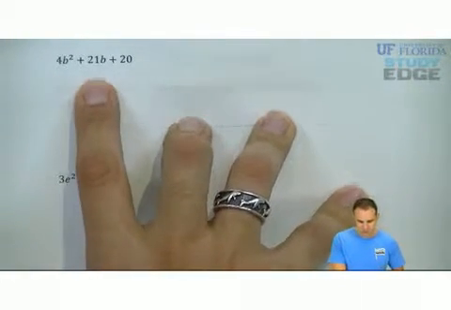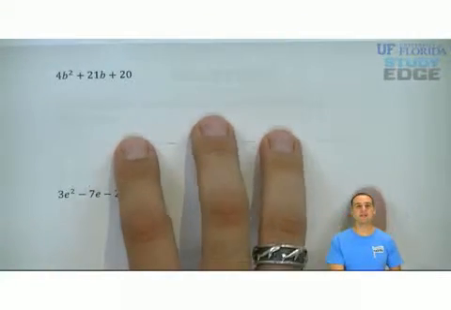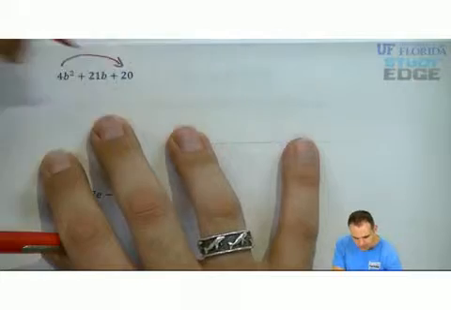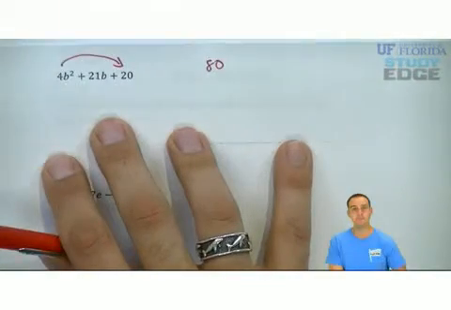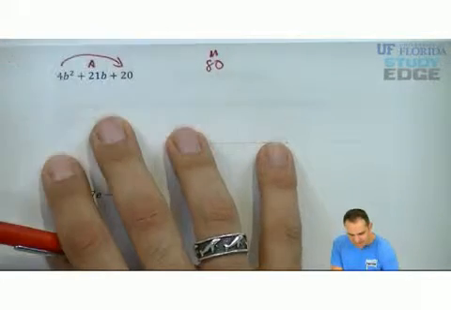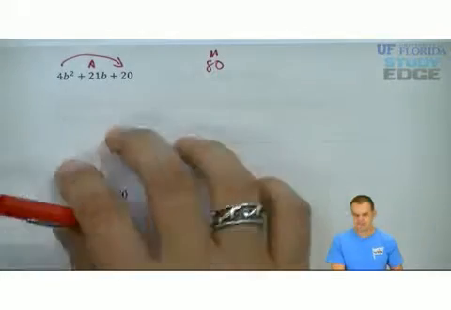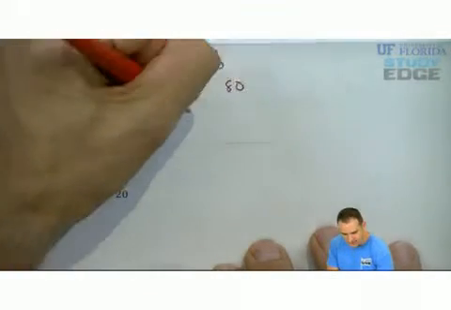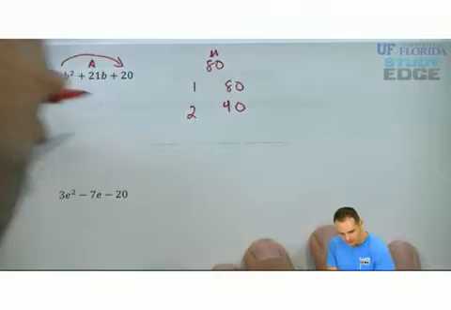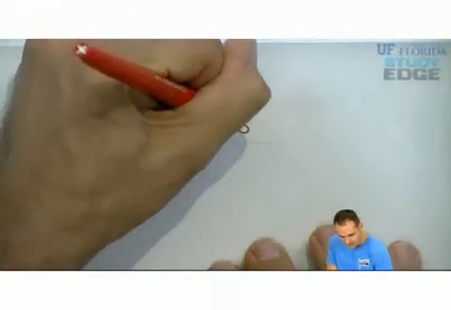4b squared plus 21b plus 20. Can't factor anything out, so I'm going to start by multiplying 4 times 20, which will give me 80. Next, what multiplies to 80 and adds to 21? So if we don't know, we have to write down all our factors of 80. 1 times 80, 2 times 40, 3 doesn't go into 80, 4 times 20.